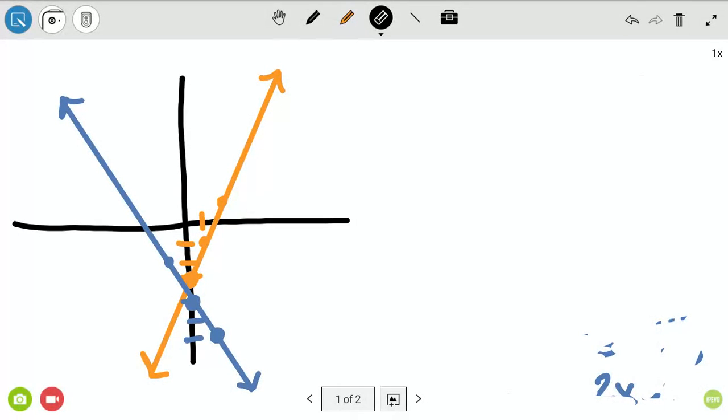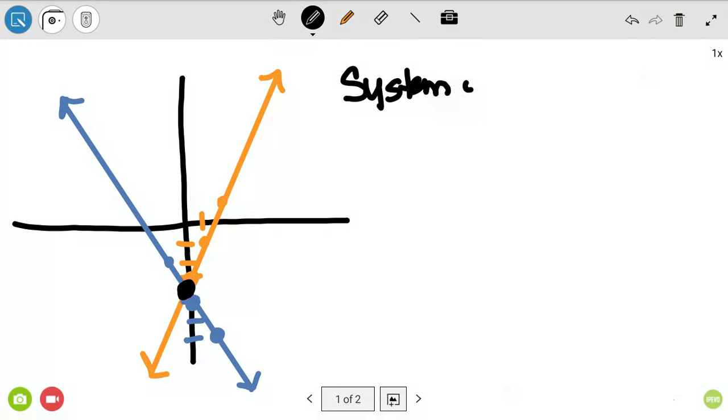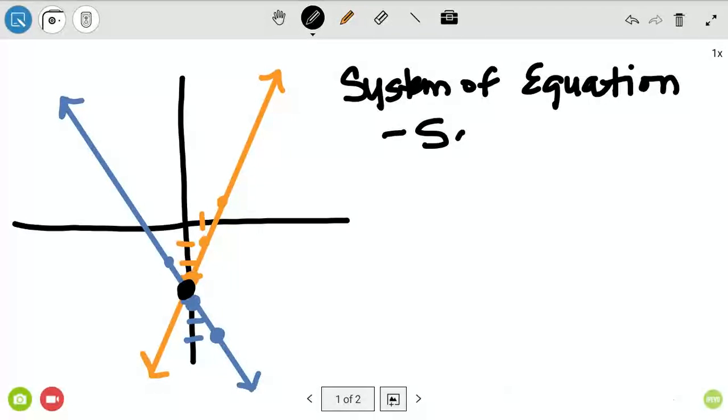So let me unlock this here. If you look at our jump start, we had a blue line and an orange line. We graphed them both on the same coordinate plane, and the solution is the point where they cross, okay? So we're going to be talking about two different things. We're going to be talking about system of equations, and from here on out, I call those SOE.